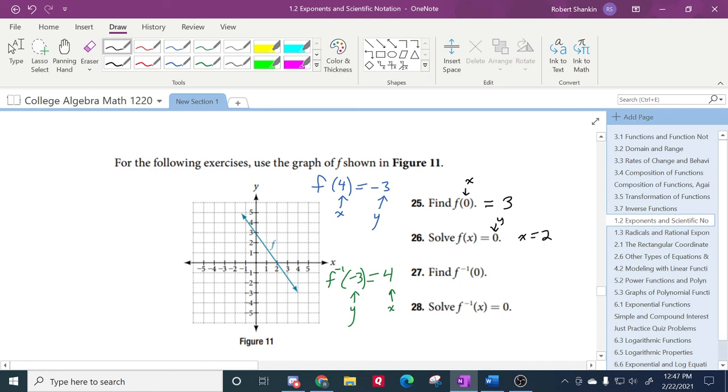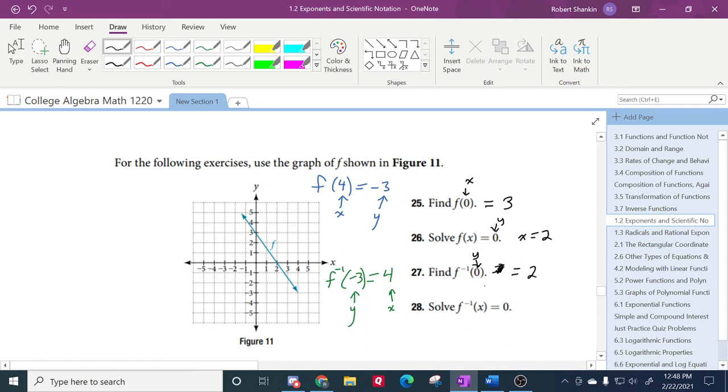F inverse of 0, remember inverse functions, if this is a graph of f, that would take a y value. So where's the height going to be 0? When the input is 2. Find f inverse, we could say, yeah, equals 2.